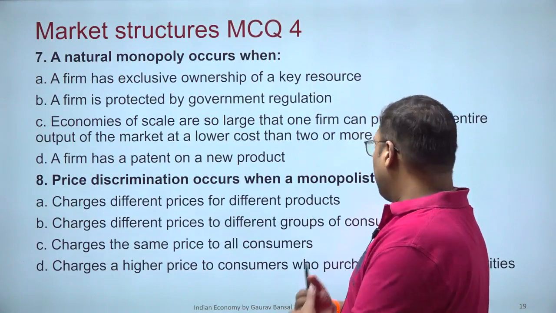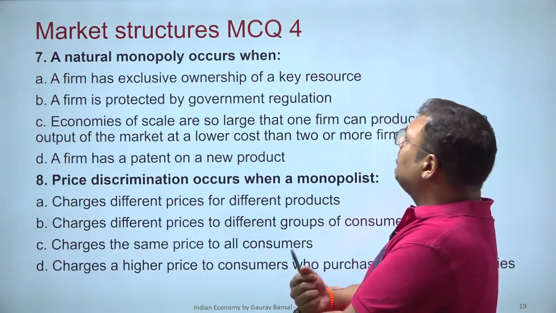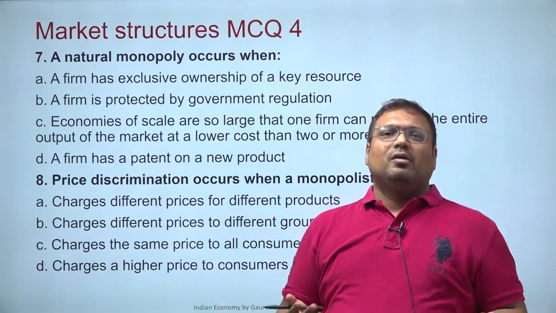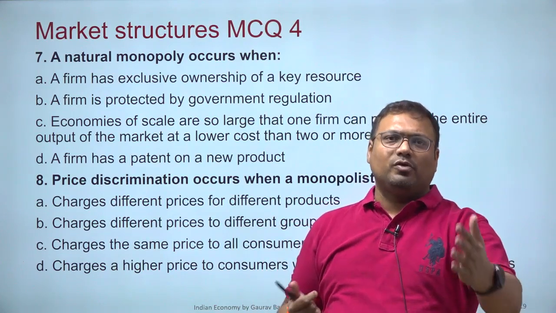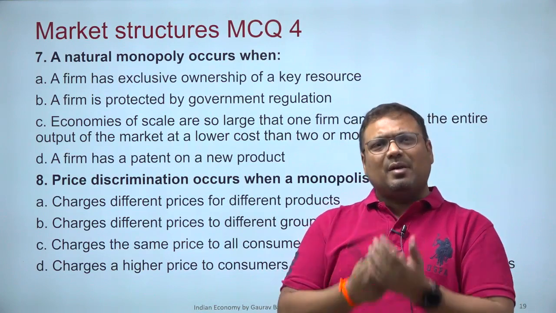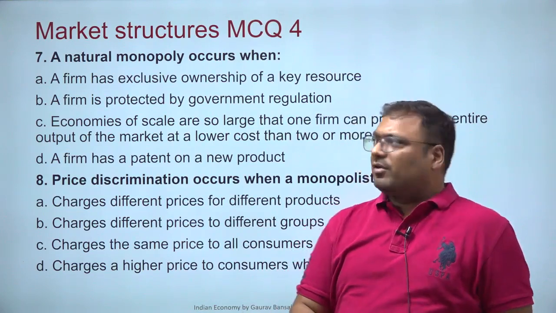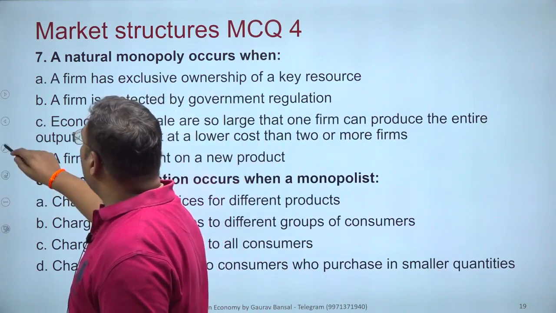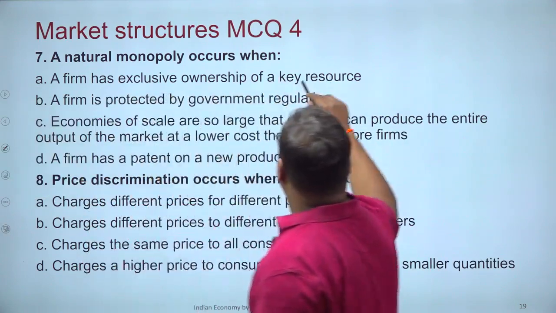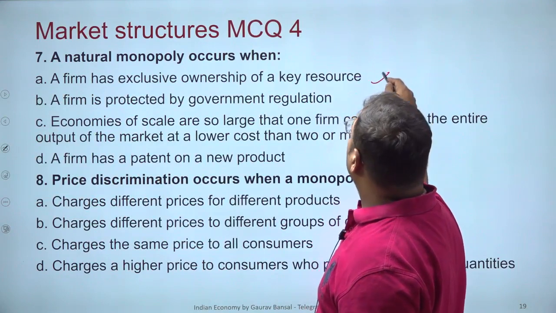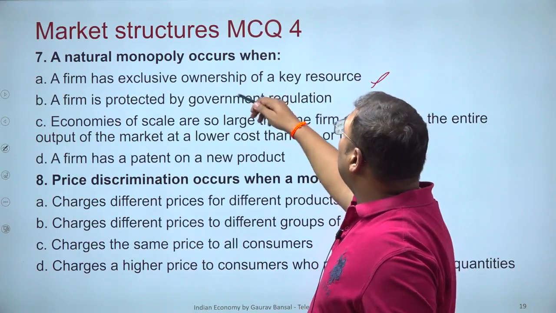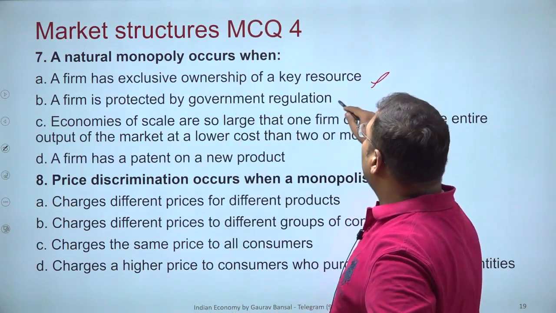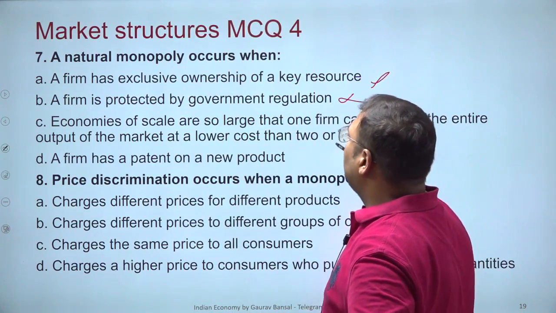Question number 7. A natural monopoly occurs when, what is a natural monopoly? It happens automatically, for which you do not have to create law, for which you do not have to protect, which happens without any legal protection. So, the firm has exclusive ownership of a key resource. No. If it has exclusive ownership of a key resource, then it is a monopoly not because of natural condition, but because of a legal right. A firm is protected by government regulation, again a legal right.